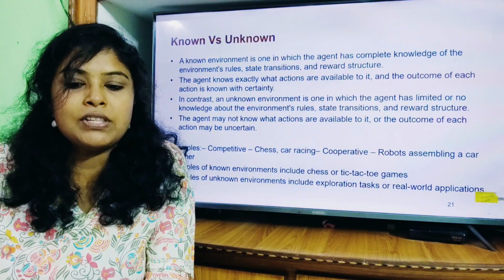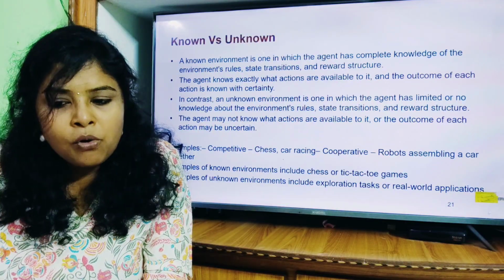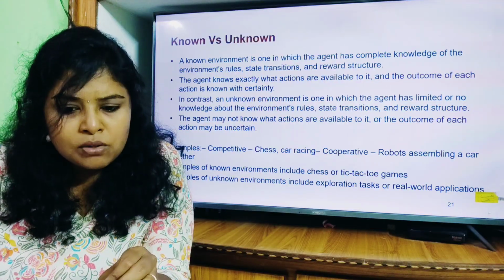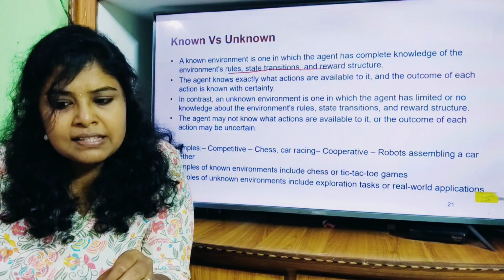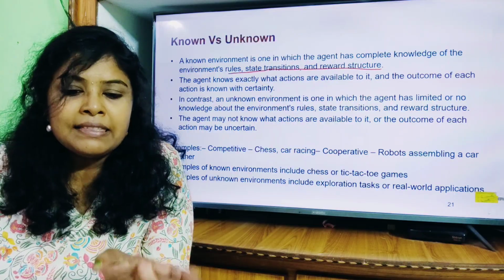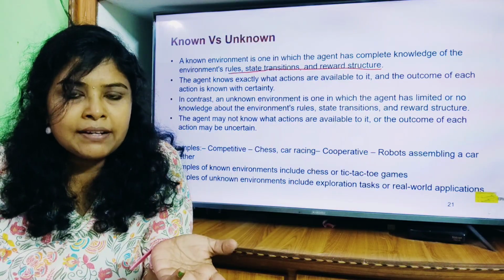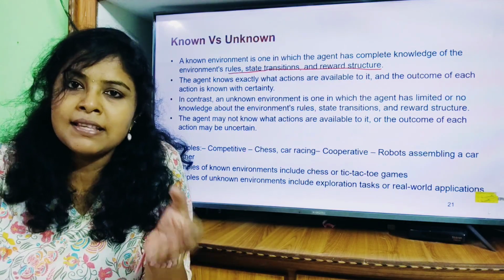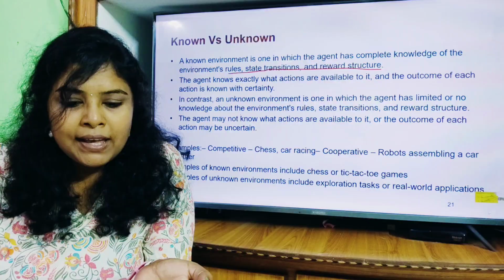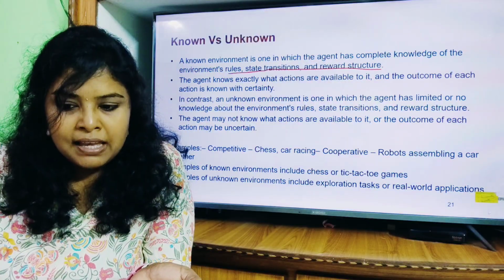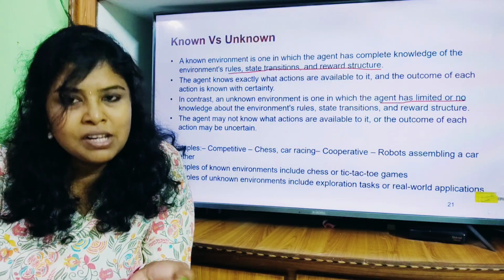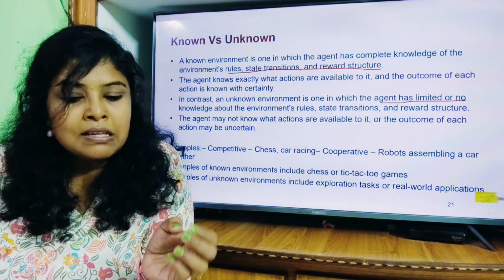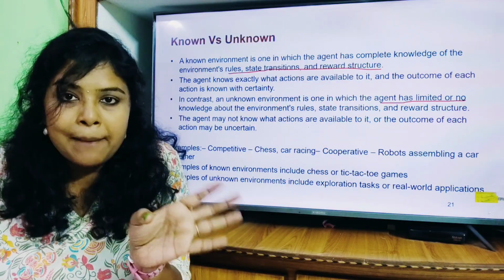Coming to the next one, which is known versus unknown. Suppose the agent has complete knowledge of its environment's rules, state transitions and the reward structure, then it is called a known environment. The agent can perform better in a known environment because it can plan its sequence of actions. Whereas unknown environment means the agent has limited information or absolutely no information about its environment's rules. So the agent will not know what will happen next.